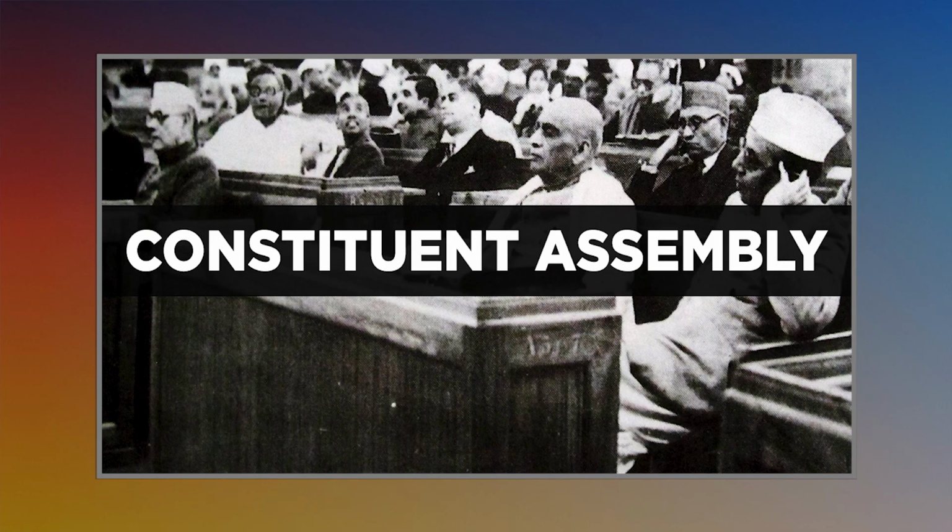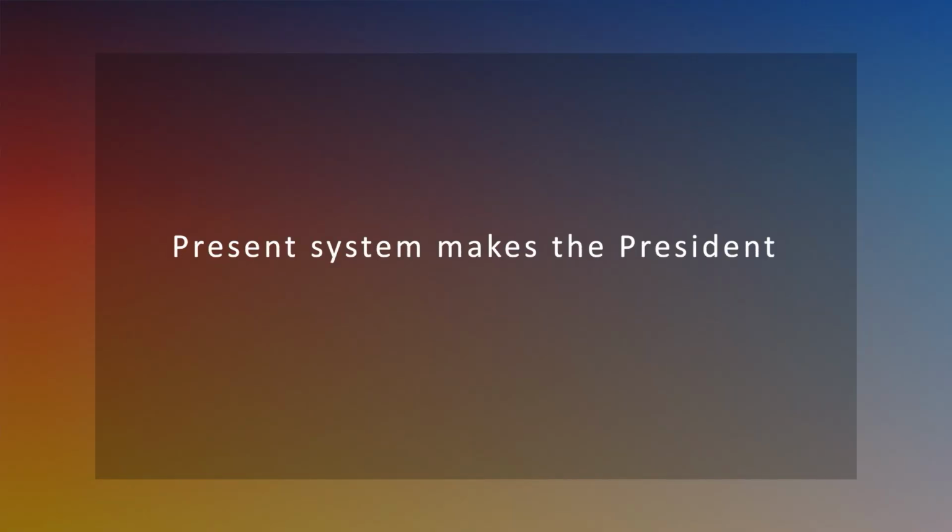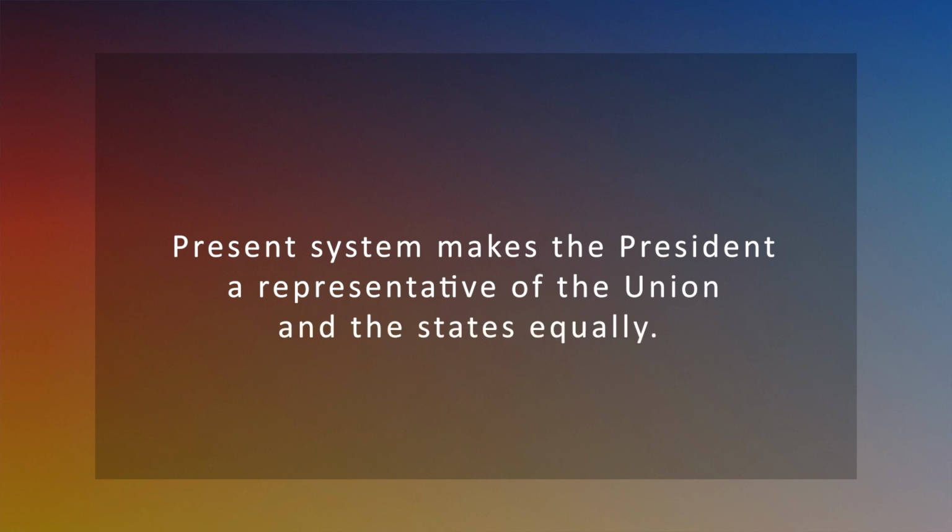Some members of the Constituent Assembly suggested that the president should be elected by the members of the two houses of parliament alone. The makers of the constitution did not prefer this, as the parliament dominated by one political party would have invariably chosen a candidate from that party, and such a president could not represent the states of the Indian Union. The present system makes the president a representative of the Union and the states equally.